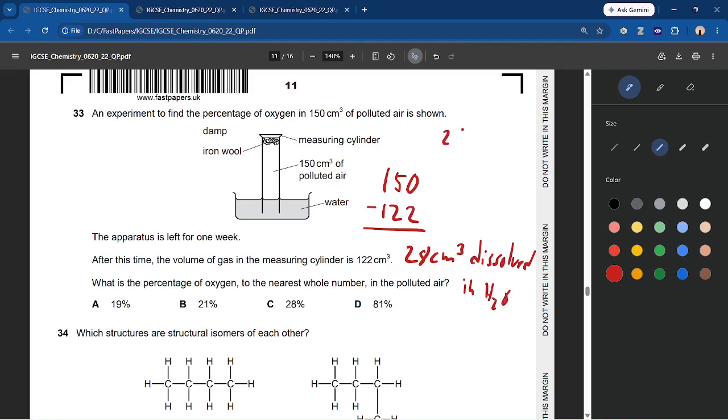So that means 28 by 150 into 100. We're going to cut that. This will be 3, this will be 2. 28 into 2 is 56, and 56 divided by 3 is 18.66, which can be rounded to 19%. So the answer is going to be A.